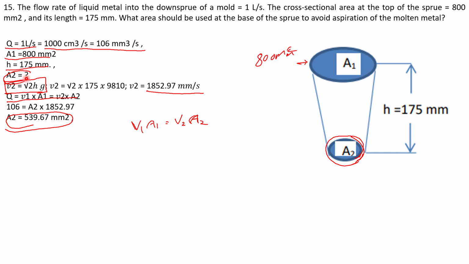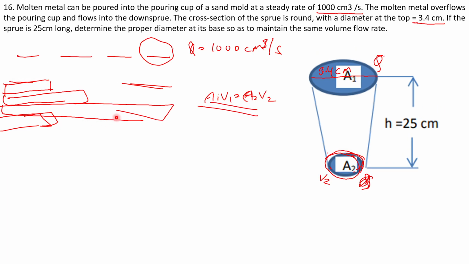So as we can see, we have to calculate A2. Then V2 we can easily calculate with root 2gh. We can calculate the V2, and we have Q equal to V1 into A1 equal to V2 into A2. So A2 will be 539.67 mm square. Coming to the next question.